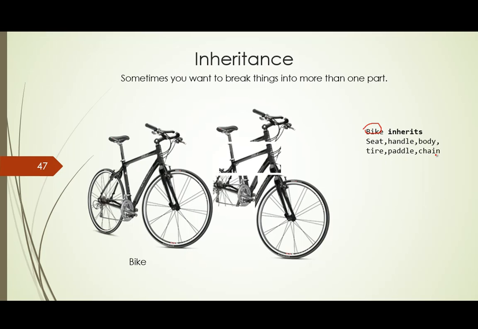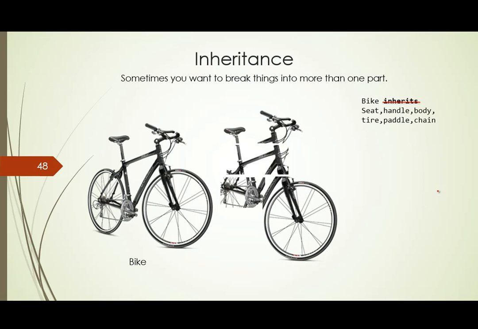chain, etc. But the problem is C# supports only one class at a time for inheritance. So you cannot inherit from multiple classes at once. Some languages do support that, like C++, but Java, PHP, C#, and VB don't support that. So what can you do about it?